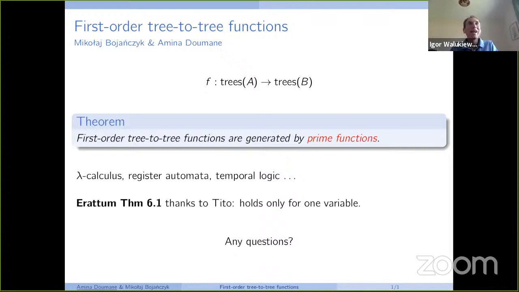Okay. Any other questions? I have a question. I actually have two questions, but let me ask the first one. You mentioned some implementation at the end of your talk, so I was wondering what you plan to implement.